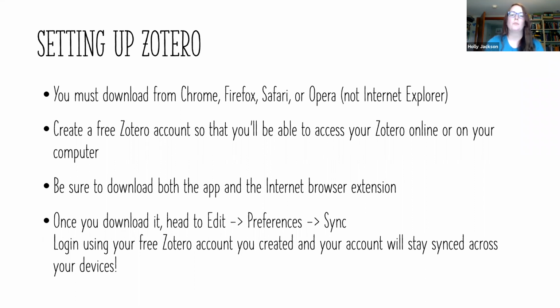And be sure to download both the app and the internet browser extension, and I'll show you how easy it is. Once you have that internet browser extension, you can just go up there and click on it, and it will automatically take that information and put it right into Zotero for you.